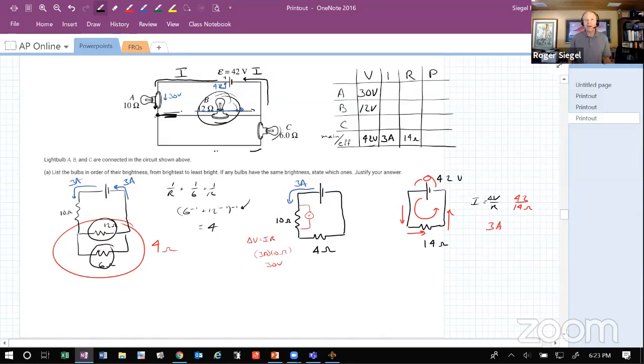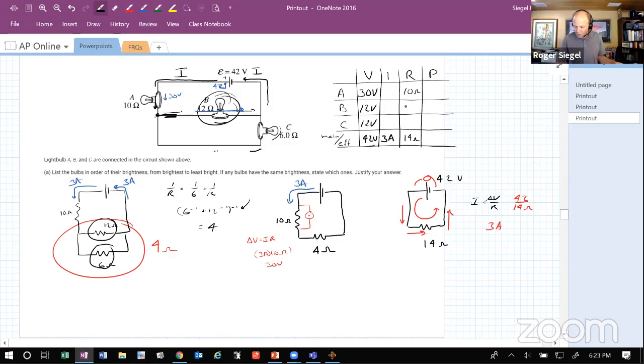Notice these two are in parallel. And one thing I know about branches that are in parallel, they always have the same voltage drop across them. And so that means that C also has 12 volts drop across it. Now, we've gone backwards. Now we found the voltage drop. Now we can find the current. We know, we were given at the beginning, that this is 10 ohms.